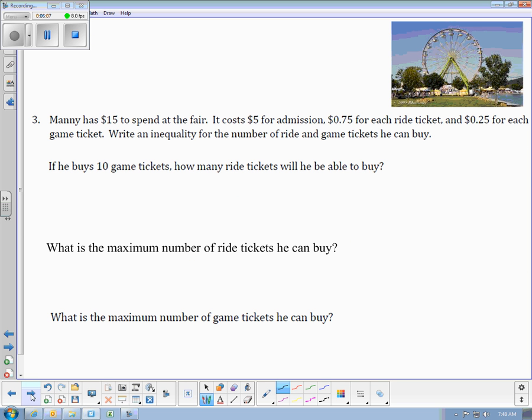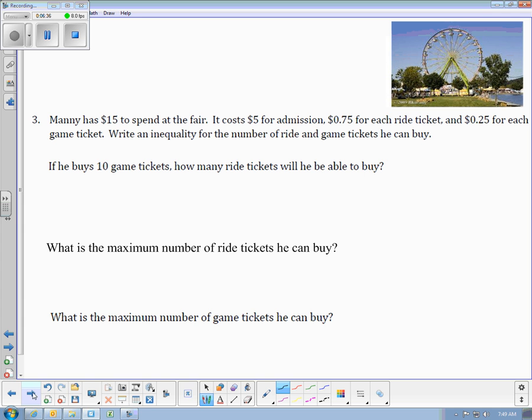Okay. Let's look at one more example together. It says Manny has $15 to spend at a fair. It costs $5 for admission, 75 cents for each ride, and 25 cents for each game ticket. Write an inequality for the number of ride and game tickets he can buy. If he buys 10 game tickets, how many ride tickets will he be able to buy? What is the maximum number of ride tickets he can buy, and what is the maximum number of game tickets he can buy? So first, let's write an inequality.